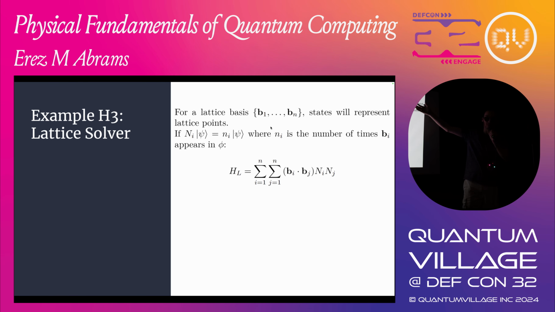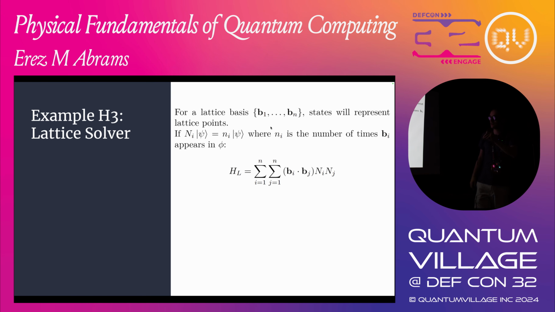We have some basis for a lattice. This is just a basis that we can make integer linear combinations of. Any integer linear combination is going to be a lattice point. And the goal of breaking lattice cryptography is to find the smallest vector in that lattice. So like the linear combination of these basis vectors that has the smallest magnitude.